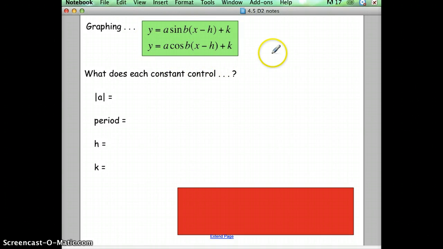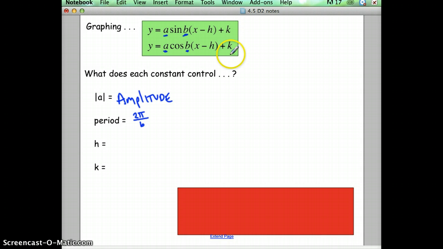Up in this green box, this is a general form of sine and cosine, and what we talked about yesterday was A, the amplitude. So again, that's how far up and down the bumps go. And then we talked about B, how B is in front of the X, and that changes the period. The period is 2 pi divided by whatever that B value is. And now what we're going to talk about today is what these H and K values do.